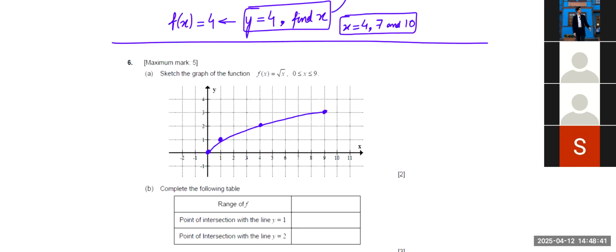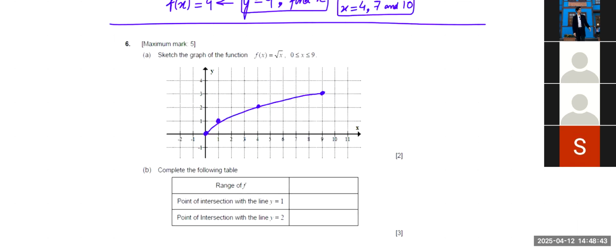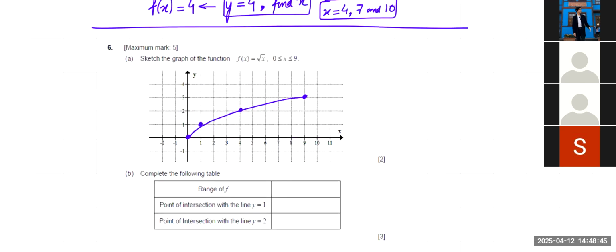Okay, now the range of f. What do you guys think the range of f is? Anybody? Sophia, then. Isn't it just 0 to y? 0 to y. I mean, are we talking y values? Yeah, range means y.